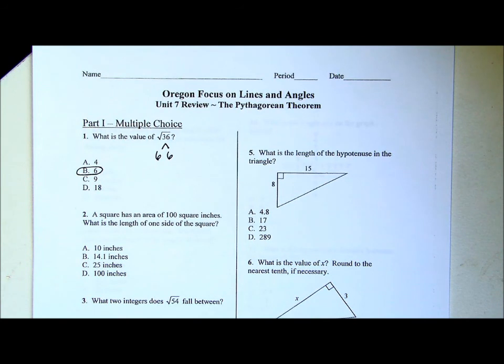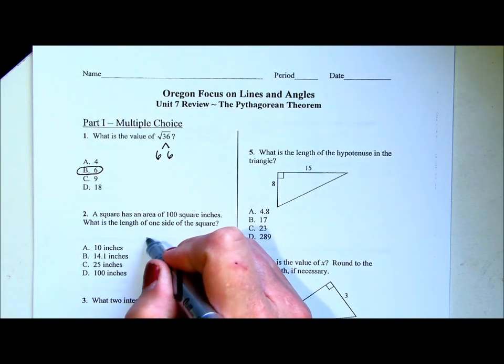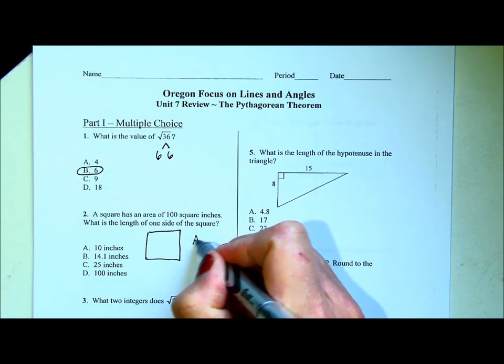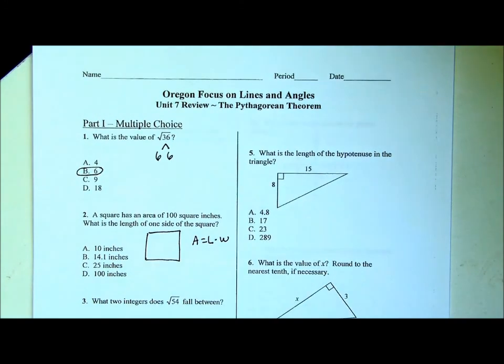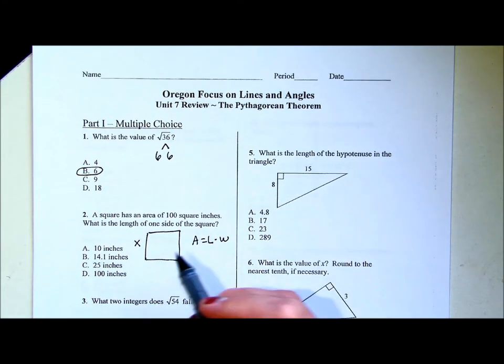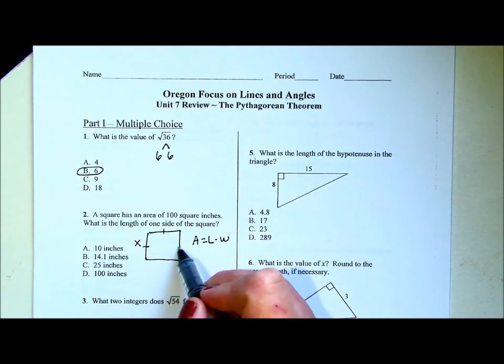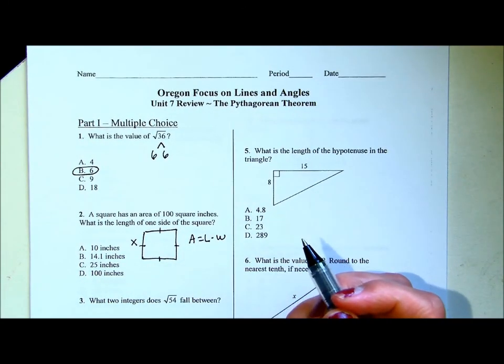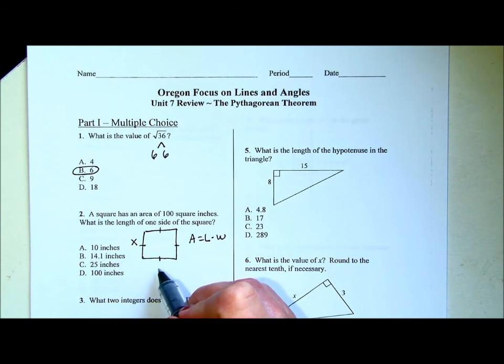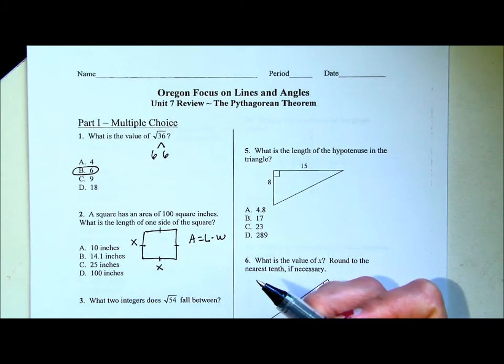Next, a square has an area of 100 square inches. What is the length of one side of the square? Well, when we talk about the area of a figure, we talk about it being length times width. Now, we don't know what our length is. It's asking us for that. Now, if we're talking about a square, its sides are all congruent. They're all equal. So whatever x is here as my length, my width is also going to be the same.